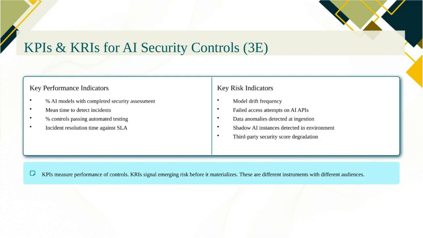The key distinction: KPIs look backward, they tell you how you've performed. KRIs look forward, they tell you where risk is building. A good AI security dashboard has both. A risk-aware AI security manager watches the KRIs as closely as the KPIs, because the KRIs are where the next incident is announced before it happens.